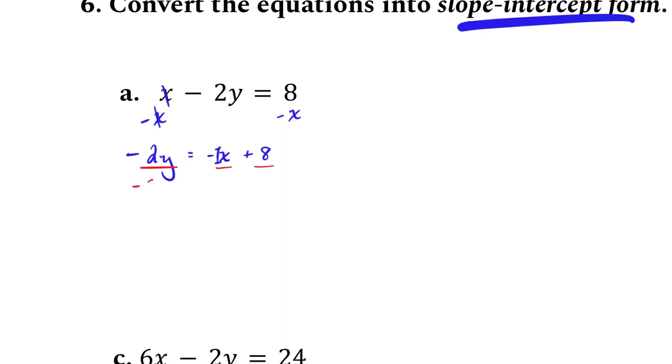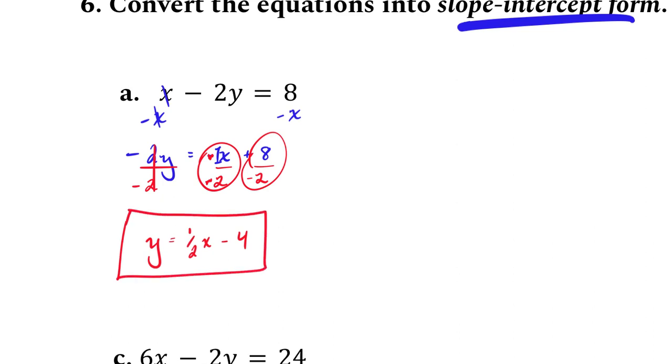Now lastly, we just need to divide by negative 2. And we'll get y equals, now remember, this is our slope. So if the slope becomes a decimal, we'd rather just leave it as a fraction. So let's leave it as 1 over 2x. However, you'll notice I got rid of the negatives because a negative on top and bottom becomes positive. Then minus 4 because 8 over negative 2 is negative 4. And there we go. We have a slope of 1/2 and a y-intercept of negative 4. If it said to graph it, then we could definitely graph it from there.